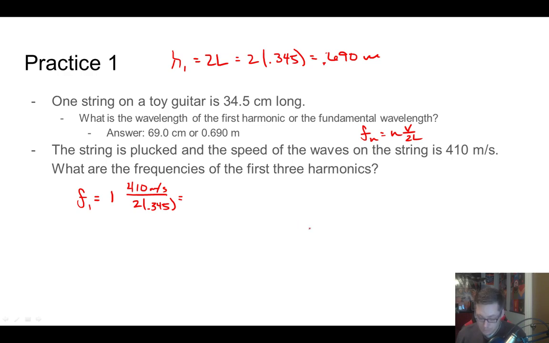So you get 2 times 0.345. There we go. So you get 502, with sig figs, so 590 hertz. All right. And then frequency number 2, well, we could do it the same way.